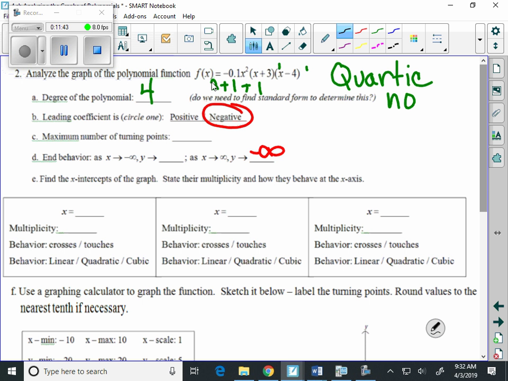Maximum number of turning points. Since our degree is 4, there's 1 less turning point than degree. So this is going to be 3.